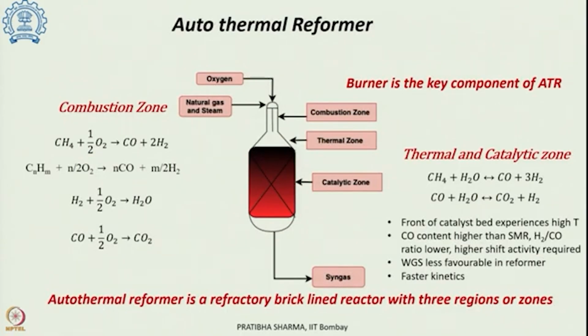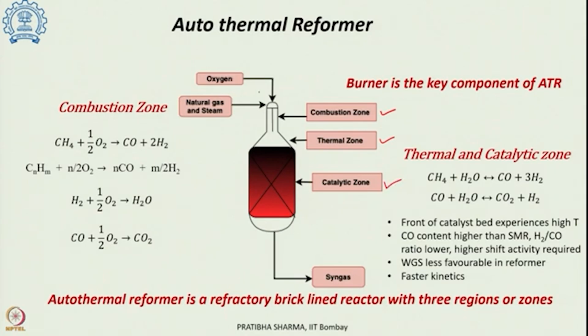Now the autothermal reformer is a reactor which has to sustain very high temperatures and pressures, because partial oxidation as well as reforming, both the processes, are occurring in the same reactor. In the autothermal reformer, there are 3 regions to mention. Region 1 is the combustion zone, then there is a thermal zone, followed by a catalytic zone.